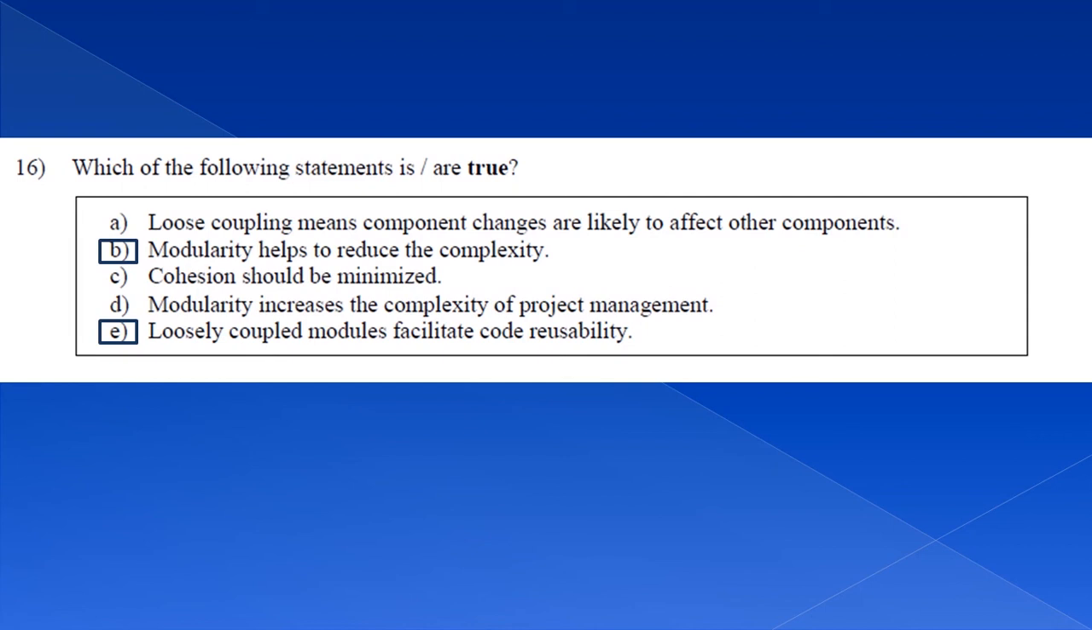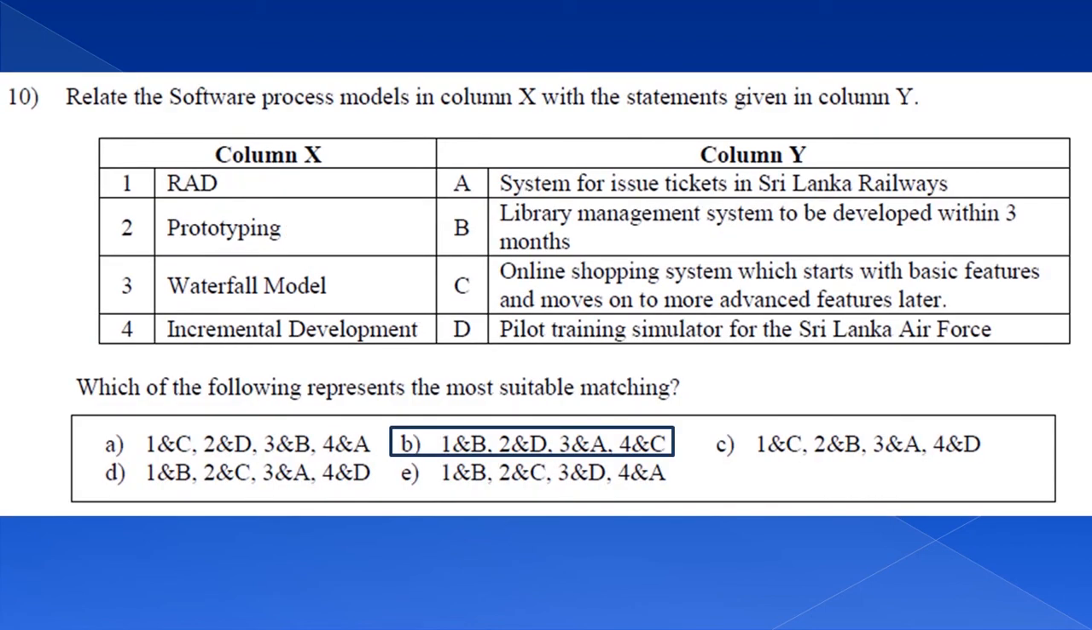And another question here: relate the software process model in column X with the statements given in column Y. Okay, so you can get the answers here. Answer is B. 1. RAD, Rapid Application Development, is suitable for a library management system to be developed within 3 months, right? You have to develop it quickly. So rapid application development, an agile approach, will be okay, because delivering it in versions will not make any impact.